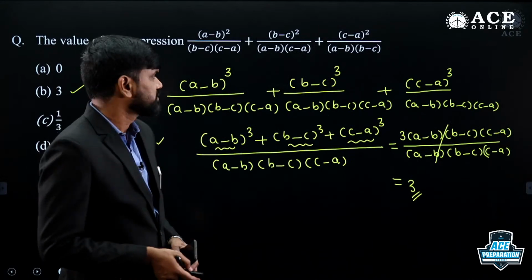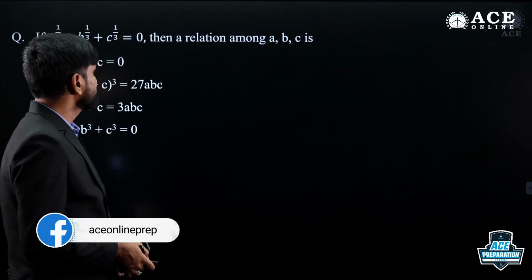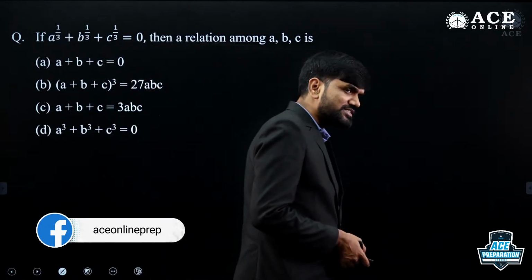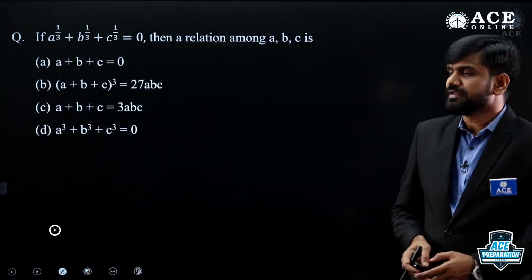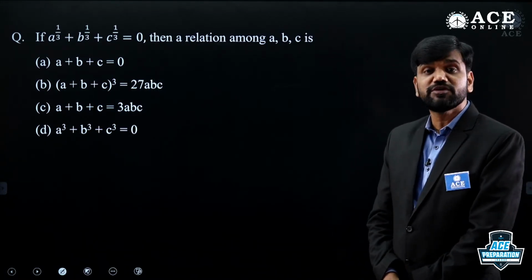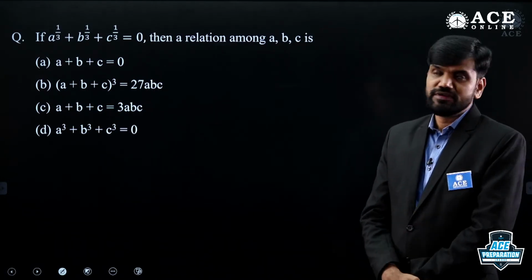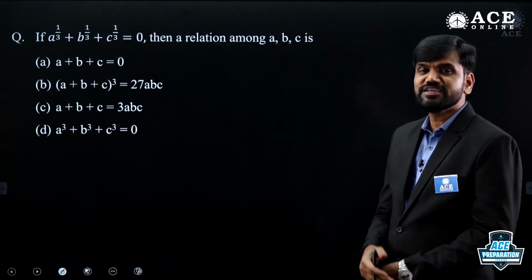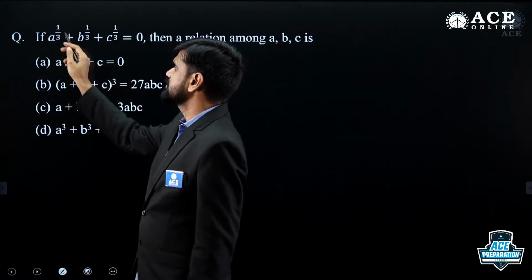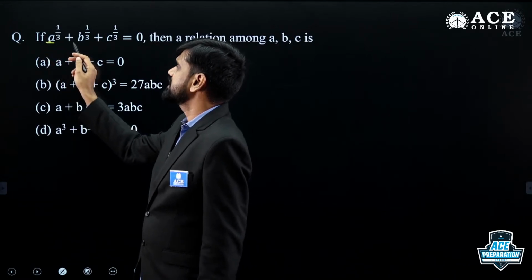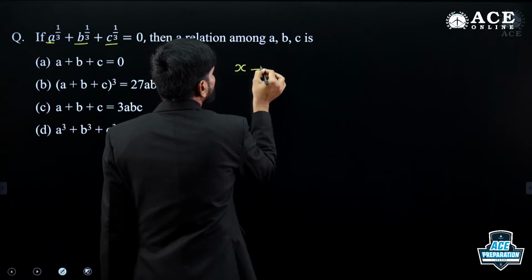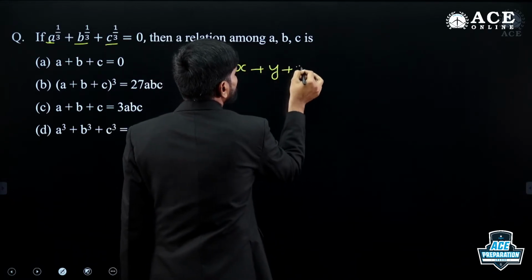Please try solving it. Now just think of the application here. What is given? They have given a power 1 by 3 plus b power 1 by 3 plus c power 1 by 3 equal to 0. Then which of the following is true? Don't imagine the powers. You imagine it as a, b, c, or else I can imagine it as x, y, z here. So it is looking like x plus y plus z equal to 0.